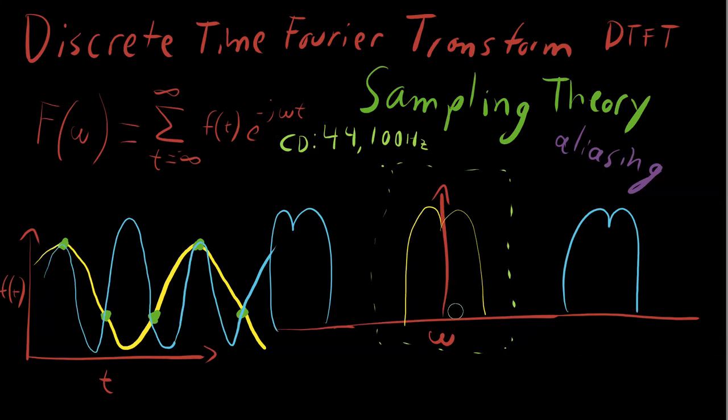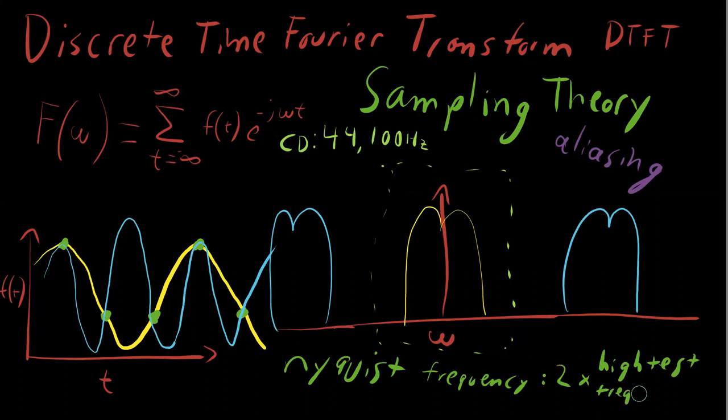Now, with that understanding, you can understand why CD quality is 44,100 hertz. It's because the range of typical human hearing is cut off at around 20 kilohertz. And based on the Nyquist frequency, which is 2x the highest frequency of interest, that's what the Nyquist frequency is.